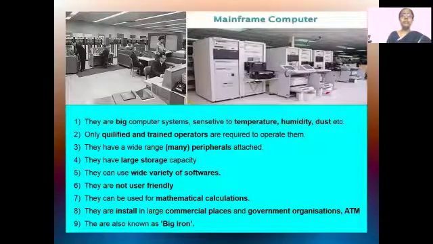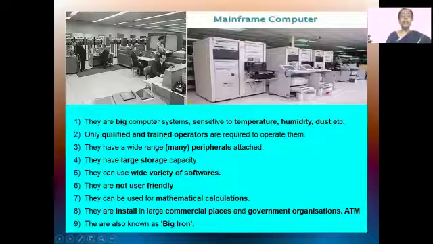What do you understand by mainframe? Looking at these computers, they look so big. They have so many peripherals connected to them, like the scanner, the printer, and many others, and a large storage capacity. They have a large number of peripherals, and they must also have a large storage system. So let's read about it.